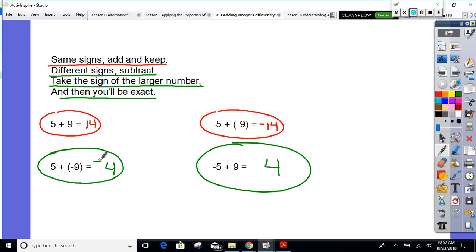1, 2, ready, go. Same signs add and keep. Different signs subtract. Keep the sign of the larger number and then you'll be exact.